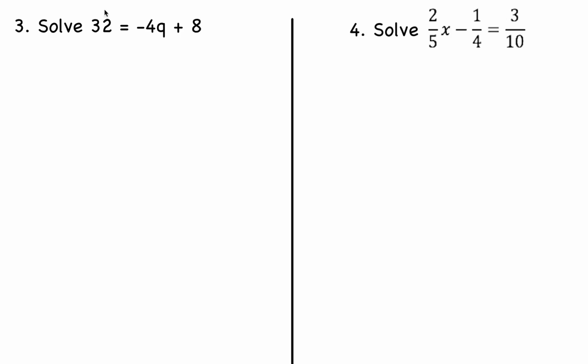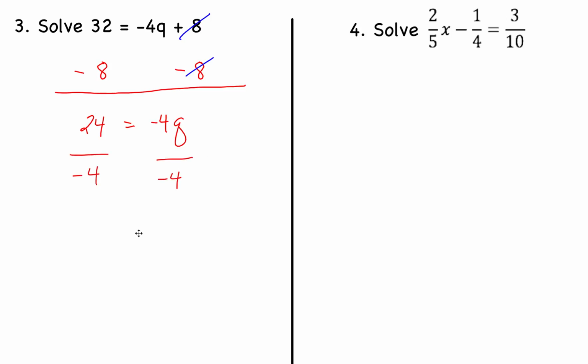All right, hope you gave those a try. Let's take a look at the first one on the left. We're trying to get the letter Q alone, so we have to subtract 8 from both sides. The 8's will cancel on the right-hand side, and we're left with a negative 4Q on the right, equaling a positive 24 on the left. Q is being multiplied by negative 4, so we want to divide both sides by negative 4. And the negative 4 and the negative 4 give you a single 1. So we have Q is equal to negative 6.